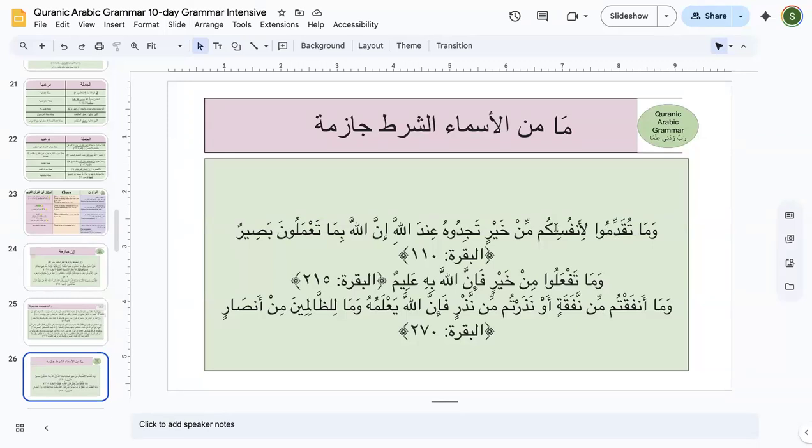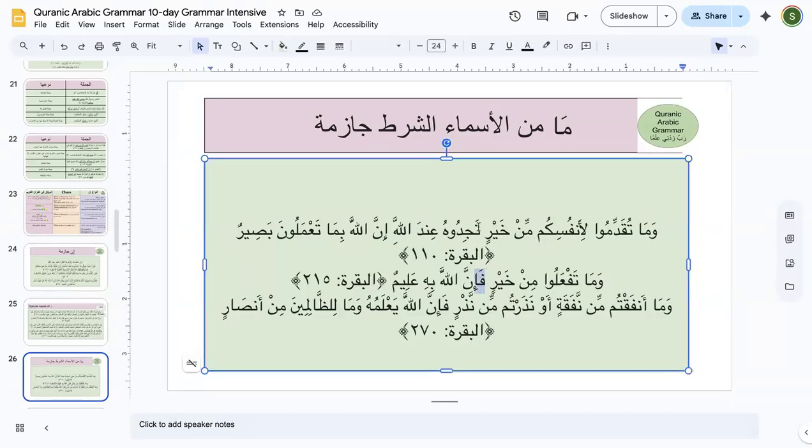وَمَا تُقَدِّمُوا لِأَنفُسِكُمْ, and whatever you send ahead for yourselves, min khairin, of any good, tajiduhu indallahi, you will find it with Allah. So this is from Adwatu Shart Jazima, those that make your fail light test. So tuqaddimuna became tuqaddimu. Wama taf'alu min khairin. And whatever you do of any good, fa inna Allah bihi alim. Then indeed Allah is ever aware of it.